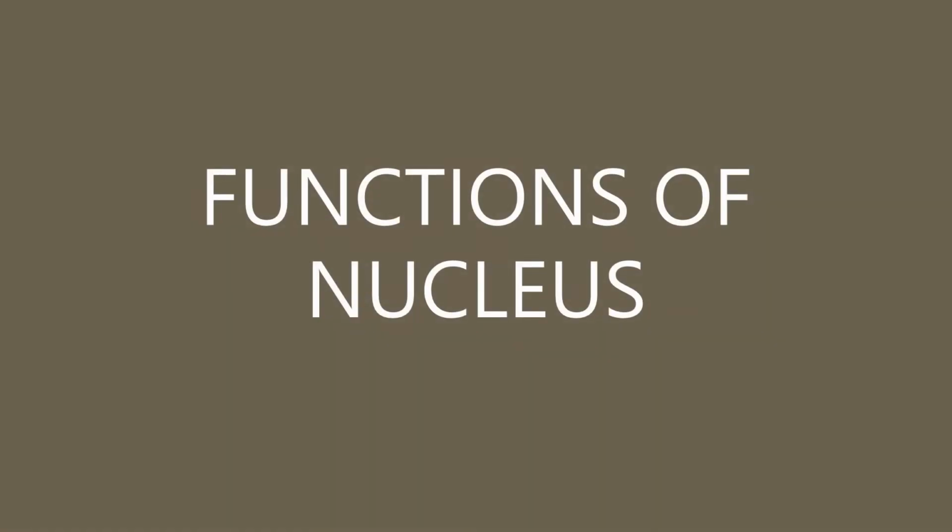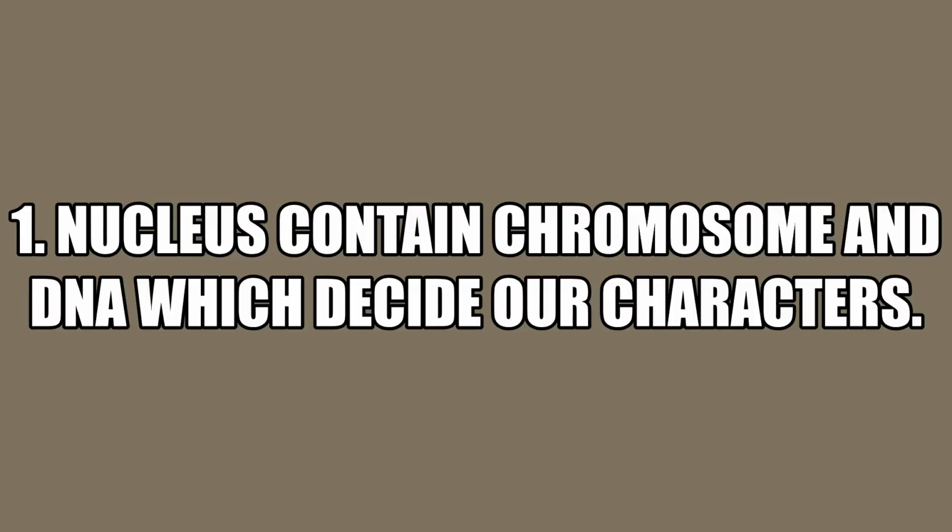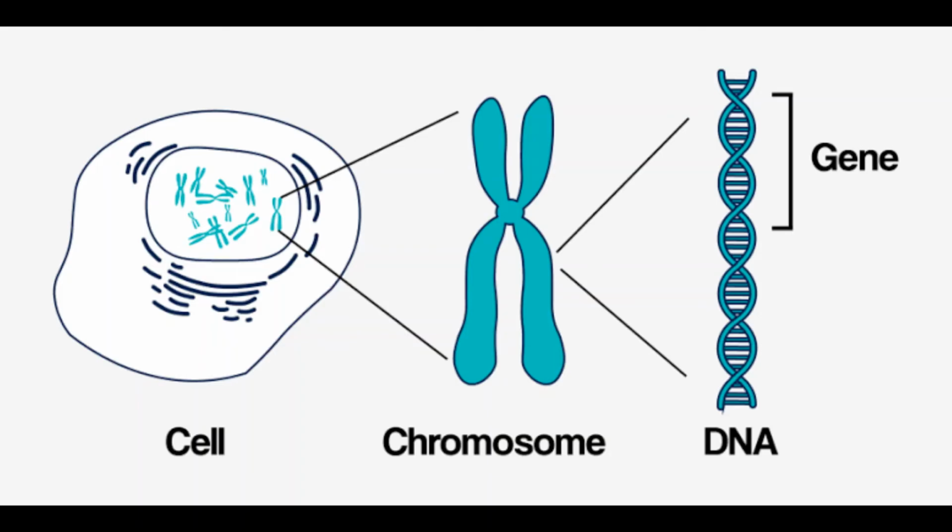Now today we'll see the function of the nucleus, right? The first function of the nucleus is that it contains chromosomes and DNA which decide our characters. Whether our eyes are blue or black, what our skin color is, whether our hands and legs will be short or long, all that is decided by the chromosomes. So let's see how. Inside the nucleus you see the chromosome magnified, inside the chromosome DNA is there, and inside the DNA genes are there.